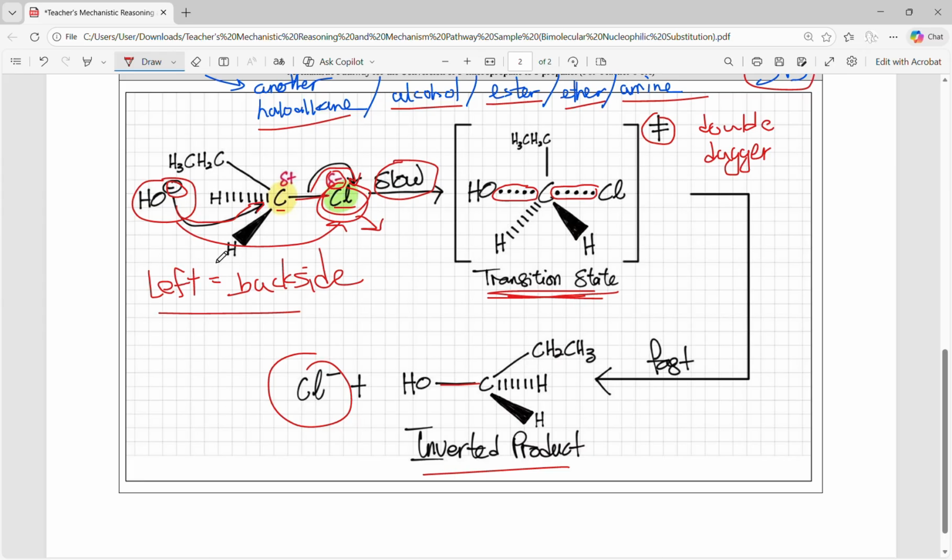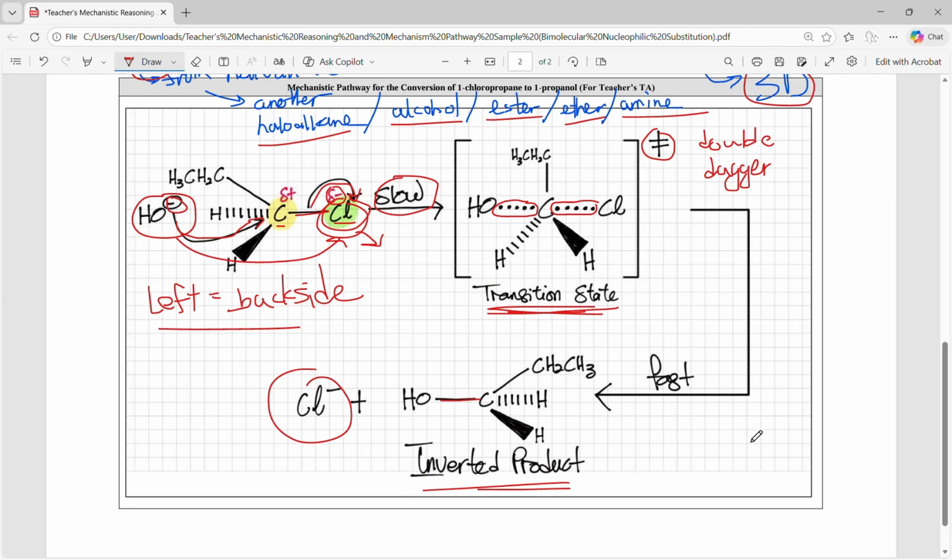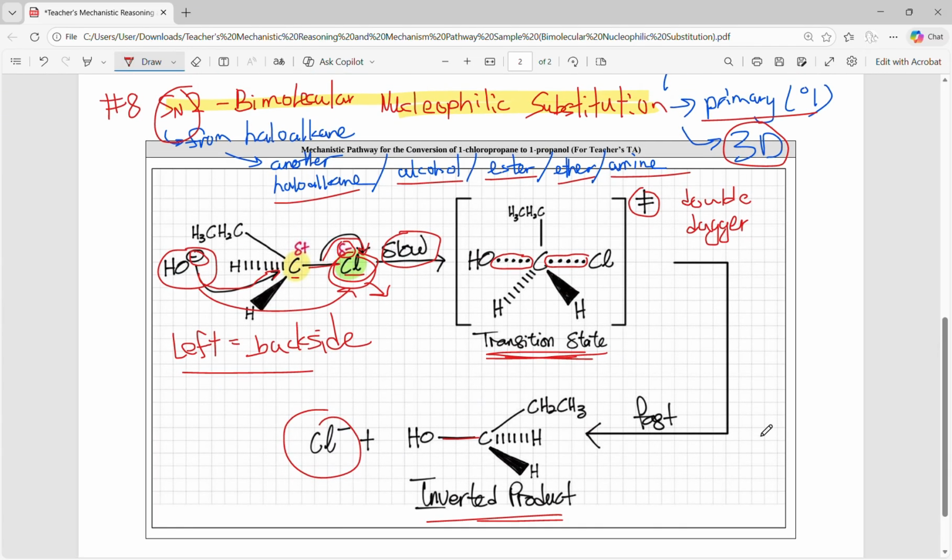Remember, backside is from the left, and we get the final product with all the elements on the right side. That's all for SN2. Thank you.